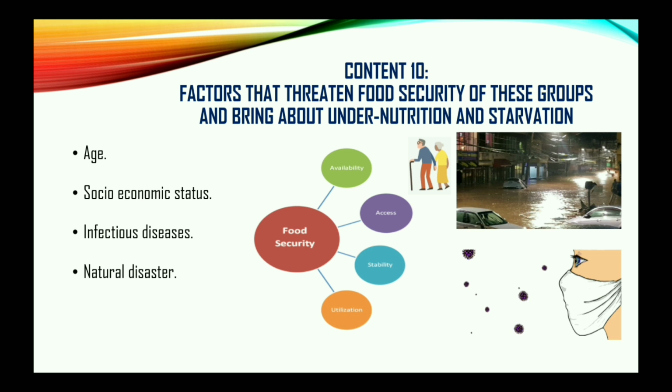And in order for food security to perform at its utmost best, there are 4 dimensions that must be in place. So we speak of food must be available. Good. And people should have access to this food, and it should also be stable, meaning it's available at all times, and also persons are able to purchase. When we speak of utilization, persons should be able to purchase and also use these foods, right? So the factors that threaten food security, we speak of age, socioeconomic status, age. So we look at the elderly. Good.